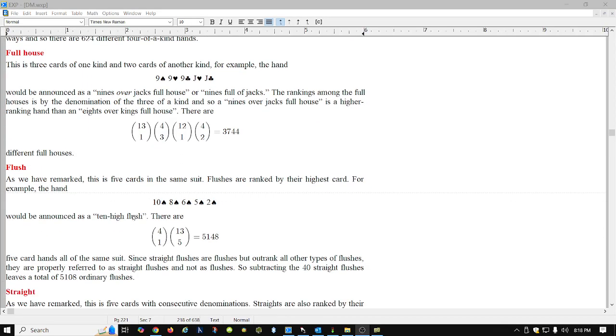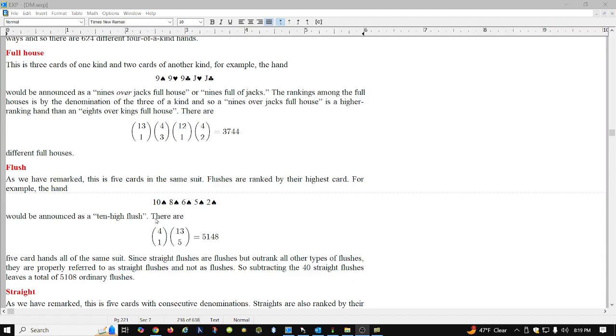Next rank of poker hand is the flush. 5 cards of the same suit. And they are ranked by their highest card. A 10 high flush beats a 9 high flush. A 10 high spade flush and a 10 high heart flush, since the highest cards are the same, you look at the next ranking cards in each hand and work your way down to determine the higher ranking hand. If they're identical, you split the pot. Okay.